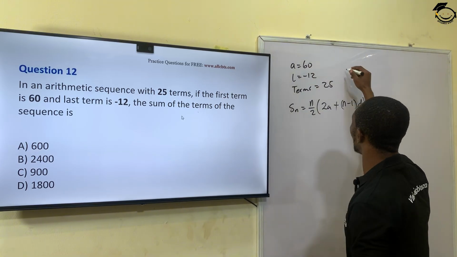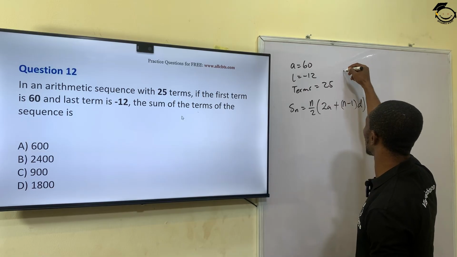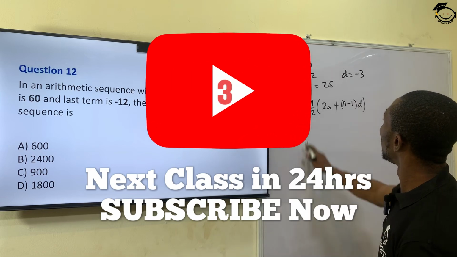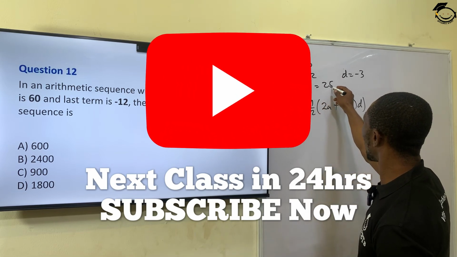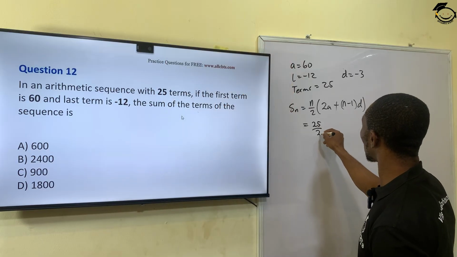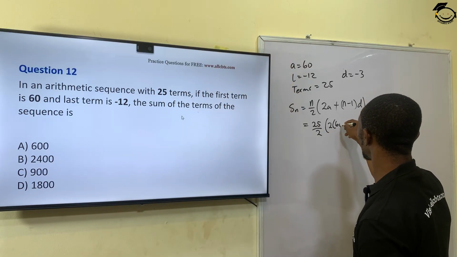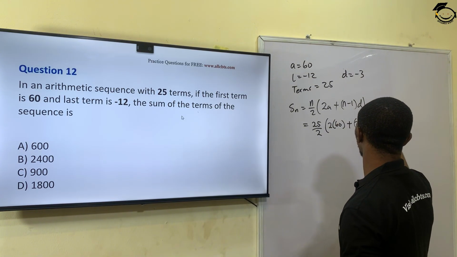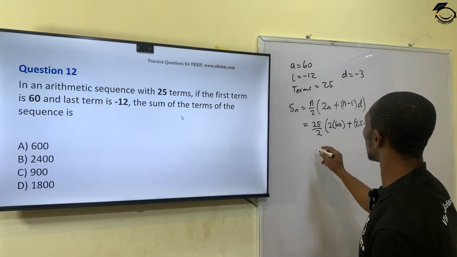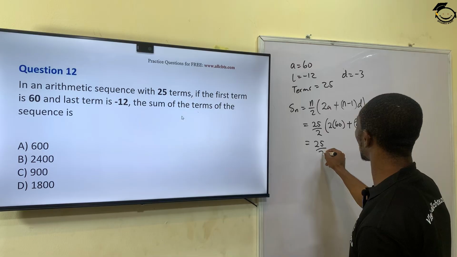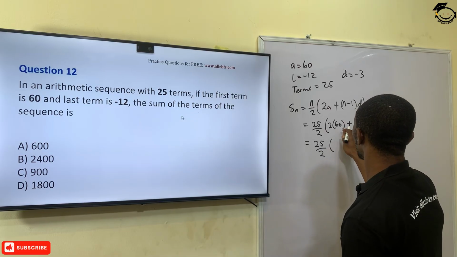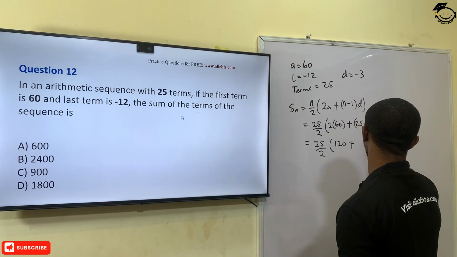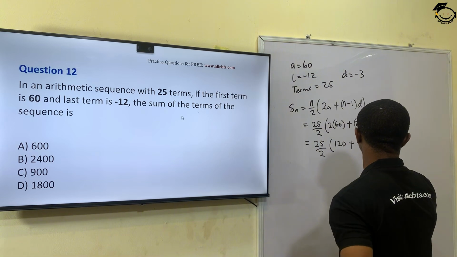Now, in this, we know that we found our common difference from the previous question to be d equals minus 3. All right? Now, our n, number of terms, is 25, all over 2, bracket 2 times 60 plus 25 minus 1 times minus 3. Okay? So we would have 25 over 2, brackets 60 times 2 will give us 120, plus 24 times minus 3.